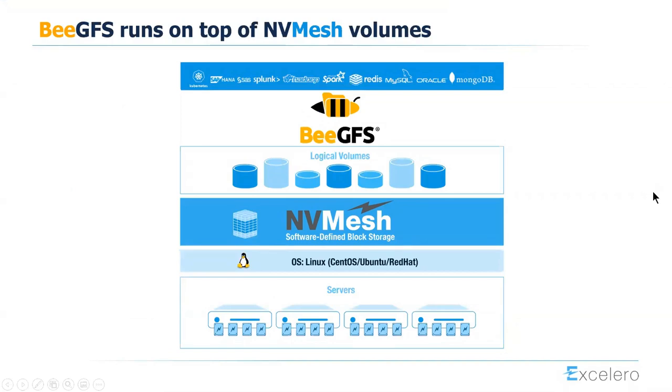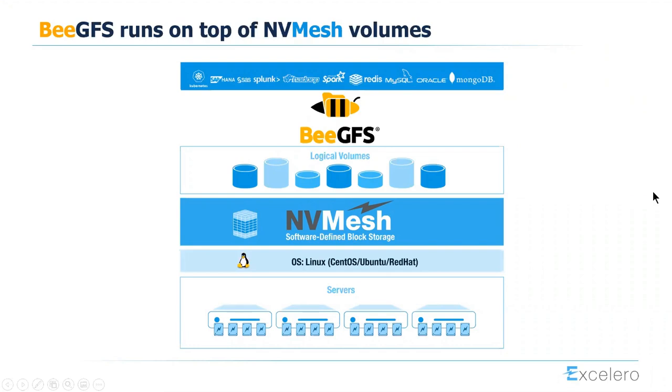Oh, we're back to that slide, but that slide has been changed a little bit. It's almost the same as the one we saw earlier. It's the same logic. We've got the servers, including the NVMe drives. NVMesh runs on those servers with the NVMe drives, does its magic to present the logical volumes with redundancy, with striping, everything that you want.